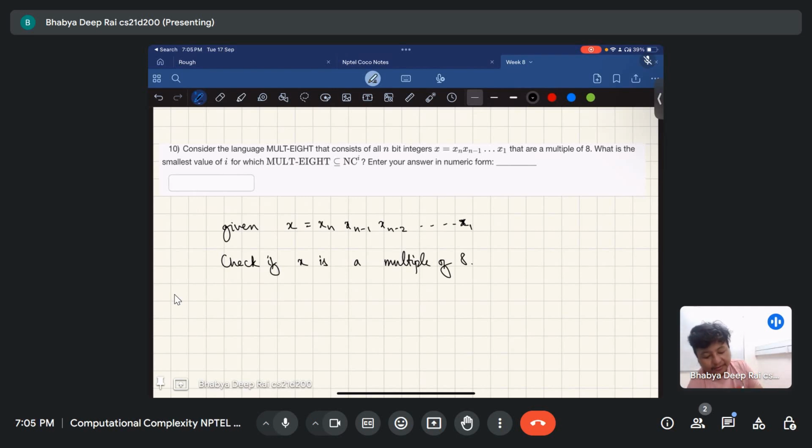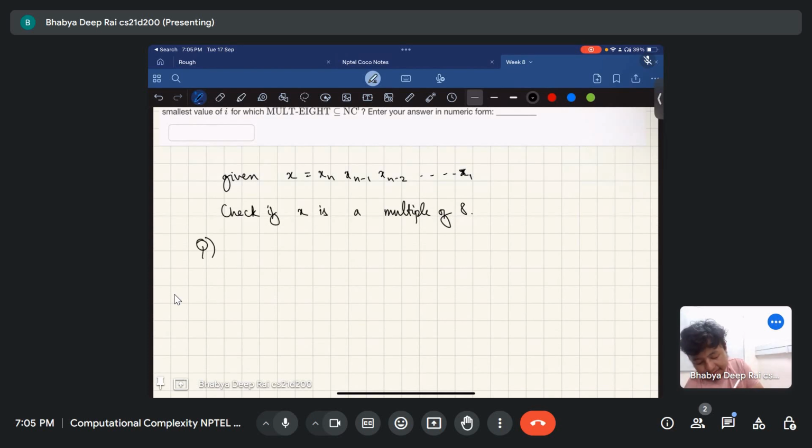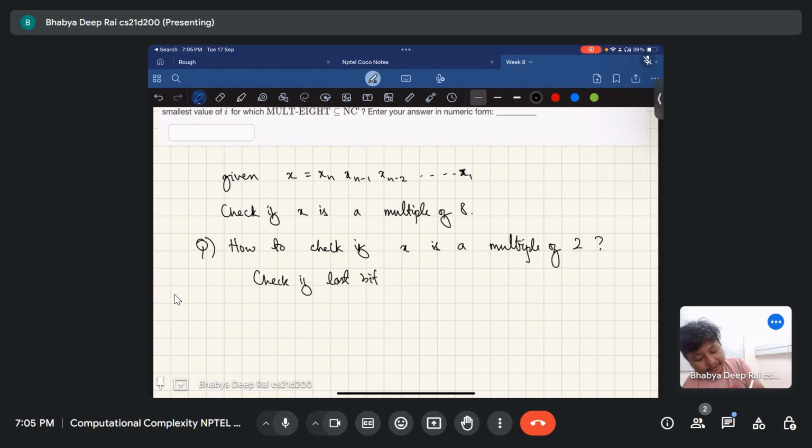So before we look at that, a simple question: how to check if x is a multiple of 2? Well, the answer is simple. Check if the last bit, that is x1 for us, is equal to 0.